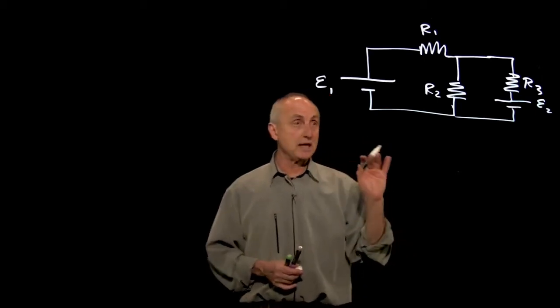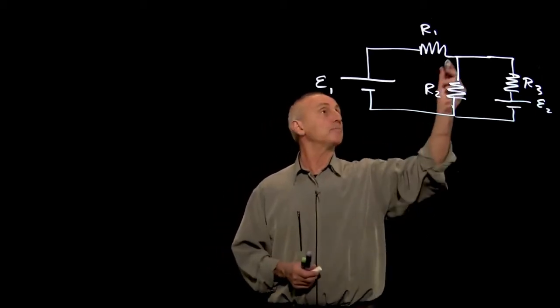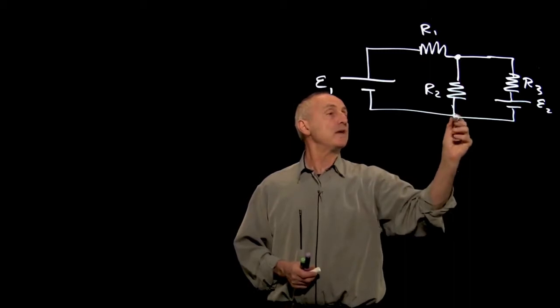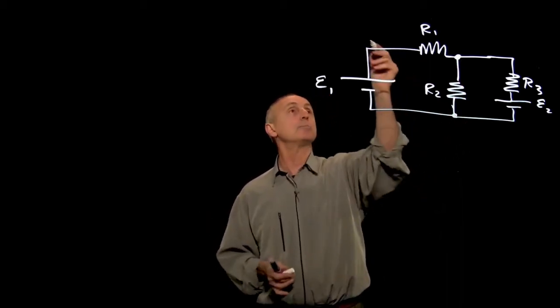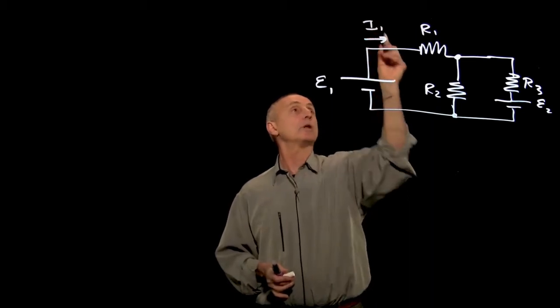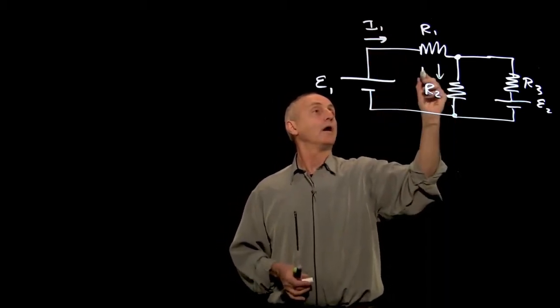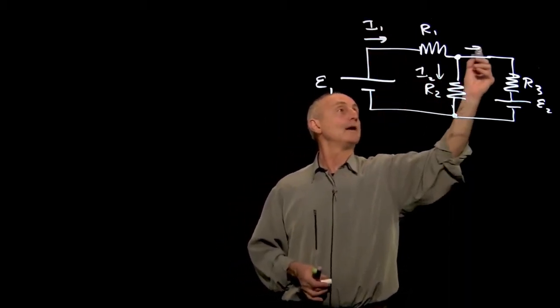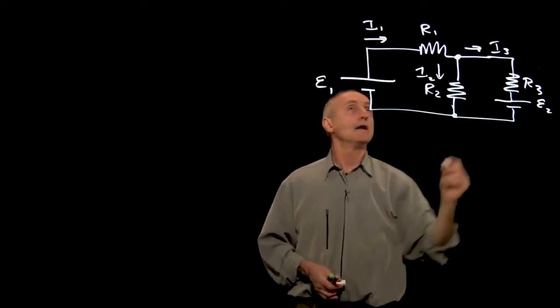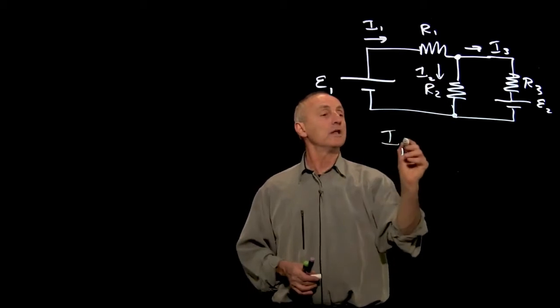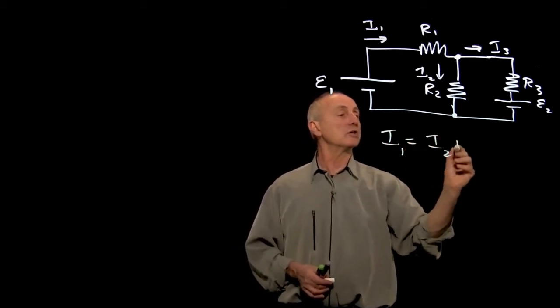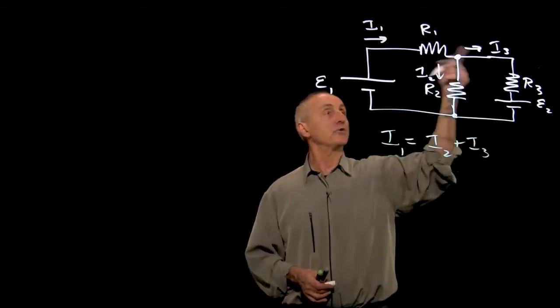Now, we're going to use the same ideas that we've done before. Notice we have two junction points. And so first we assign currents in the branches. I'll call this one I1. I'll call this one I2 and I3. And here we have a very simple example of current conservation, that the current that comes into a junction is equal to the current that goes out.